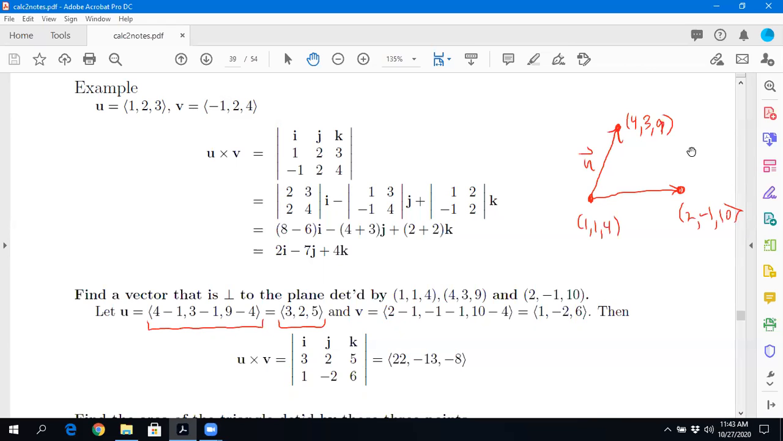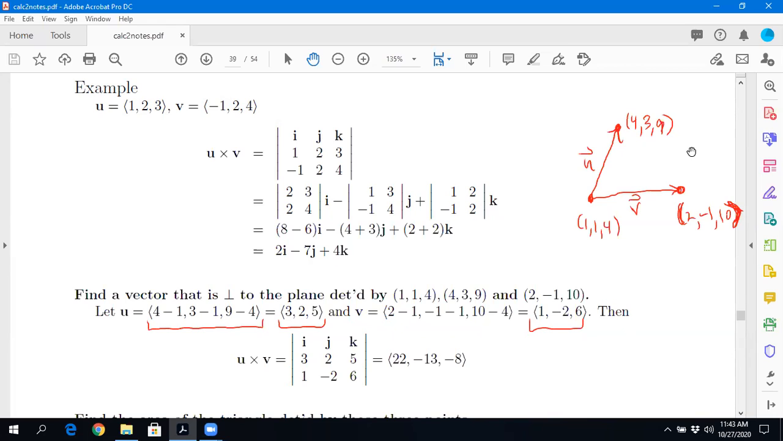Okay, oops, it's supposed to be a point, not a vector yet. And I call this vector v. And again, I'm going to go terminal point minus initial point. That's why you go 2 minus 1, which is 1. Negative 1 minus 1, which is negative 2. And 10 minus 4, which is 6. That's how I get my vector v right here. Yeah?